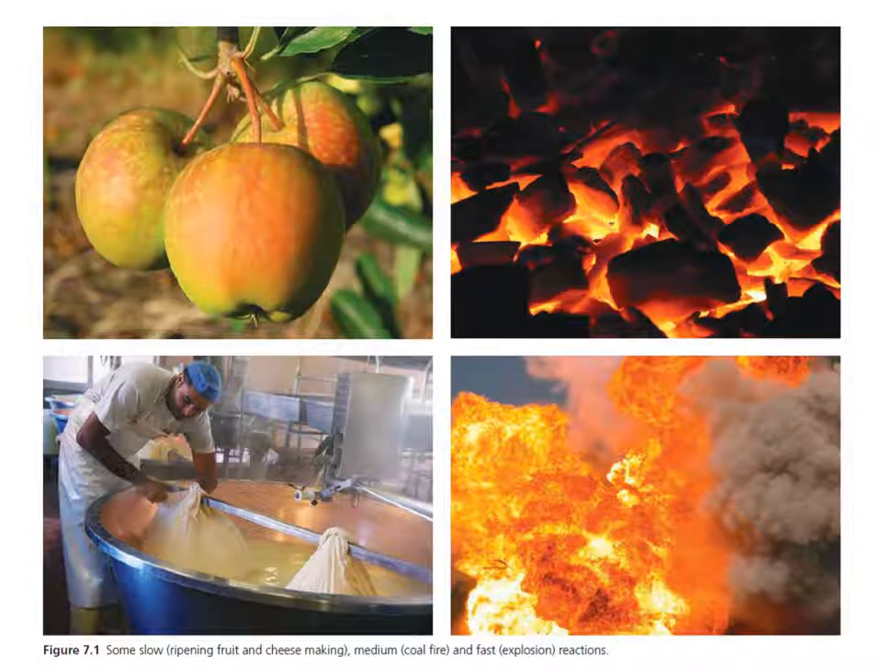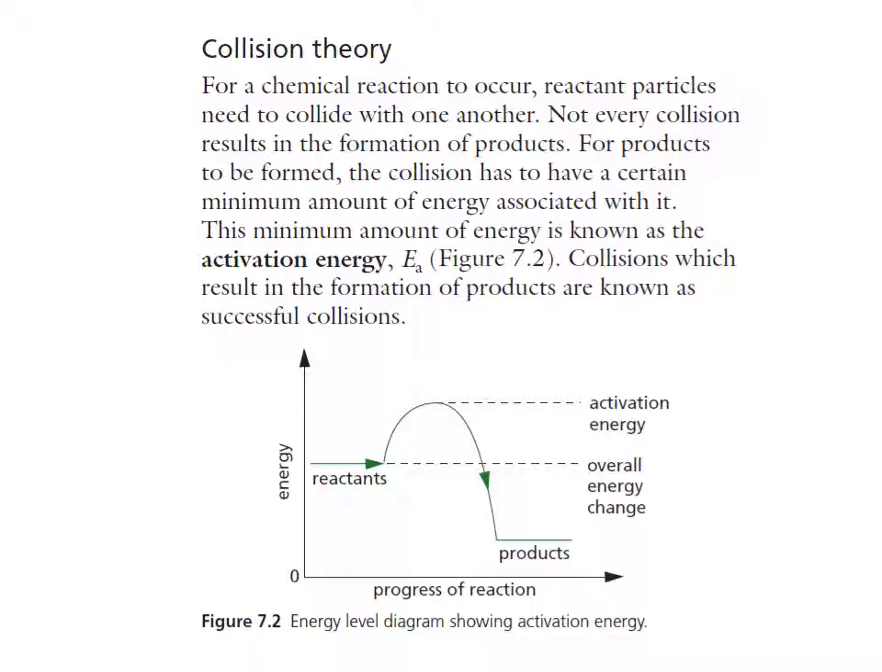See, there are some reactions given over here. You can see some reactions are fast reactions while some reactions are slow reactions. For example, ripening of fruit is a slow reaction. Making of cheese is a slow reaction, while burning of coal is a fast reaction, as well as explosion is a fast reaction. So what are the different factors that affect these reactions? That we are going to learn in this chapter.